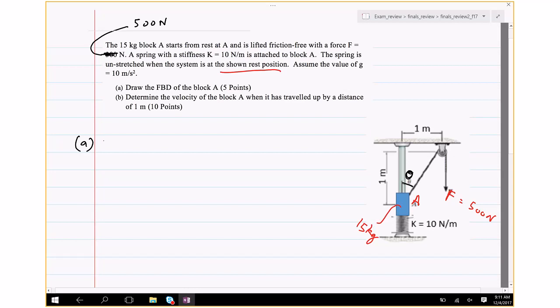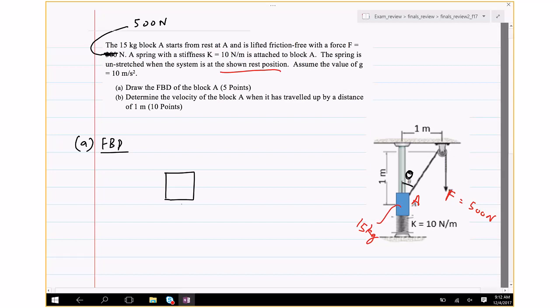Okay, draw the free body diagram. So friction free. What are the forces on the block A? Now, when you're drawing a free body diagram, don't draw it for the position shown here, because the force from the spring is 0, right? The force is K times the stretch, but the stretch is 0, so the force is 0. Don't draw it for that. Draw it for a generic case when the block has moved up and the spring is stretched.